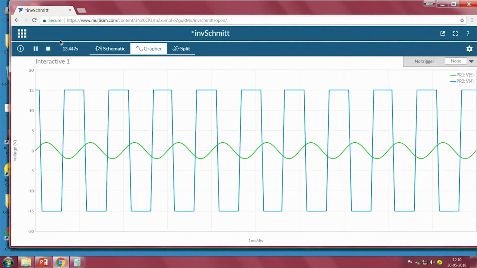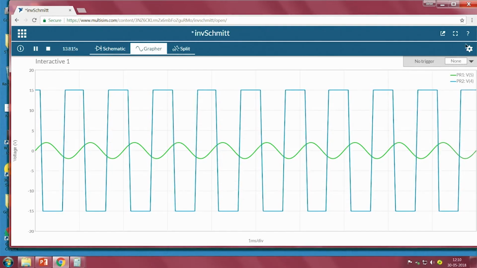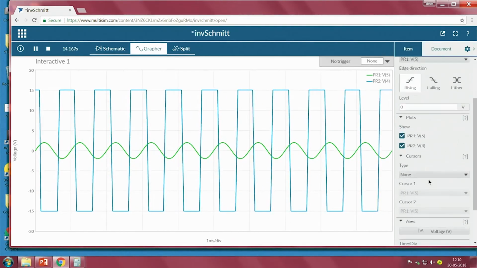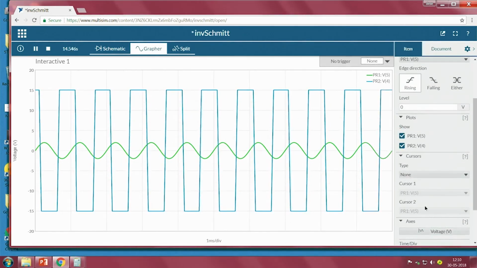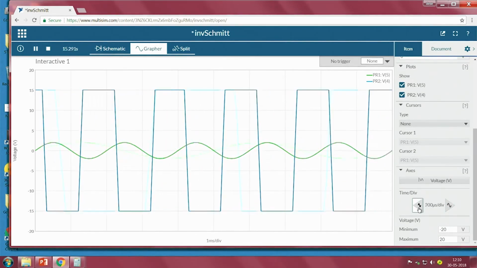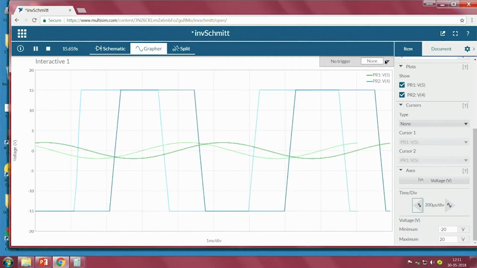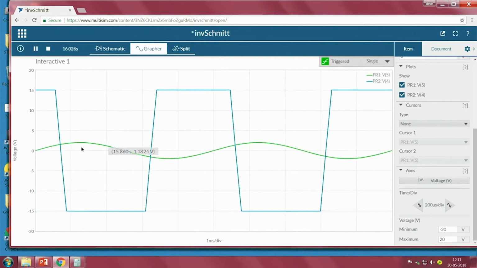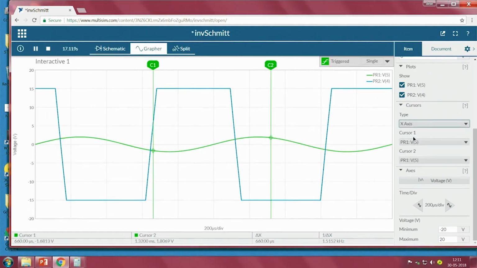For that reason, I will create cursors, and for ease of understanding, I will also increase the time division. It is nothing but zooming. I am increasing the time division, so we can see, and I will create an x axis cursor. Now, observe. Now, we will move the cursor.